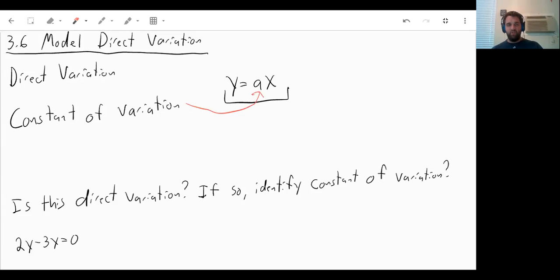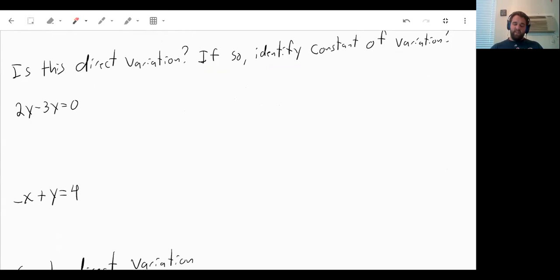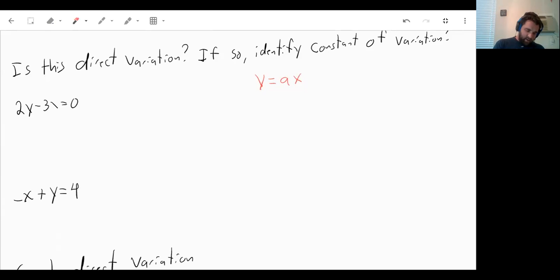So one thing we'll have to do is identify if something is direct variation. So we need to rewrite these equations to see, can they fit the form y equals ax? Well, first thing with this one, let me double check what this is supposed to be here, because it's supposed to be 2x minus 3y. So let me just quickly fix that y so it actually looks like a y and make this x an x so we can tell what it's supposed to be.